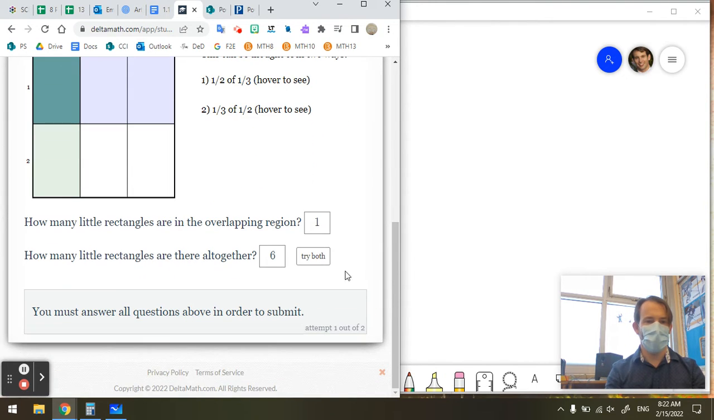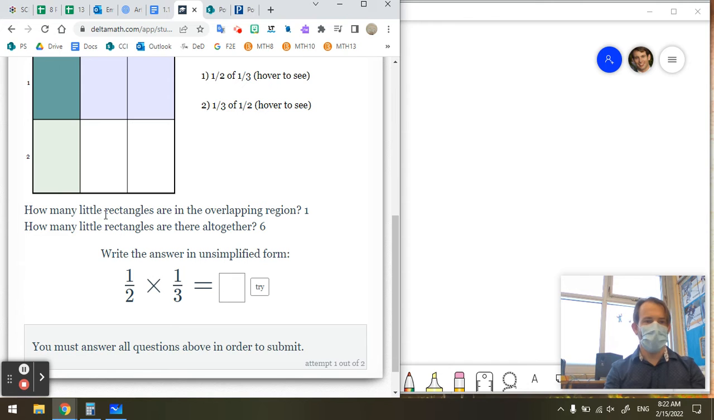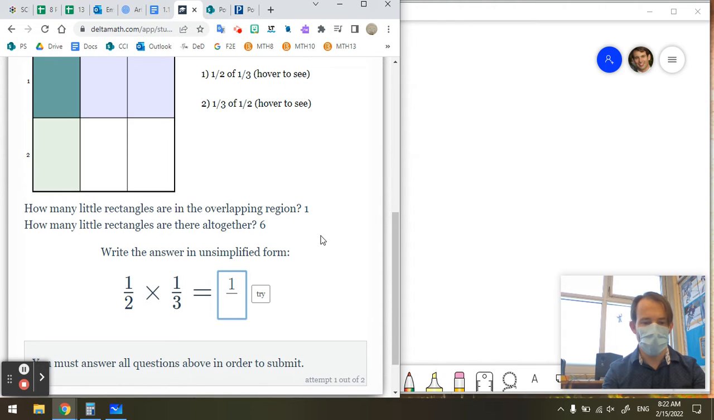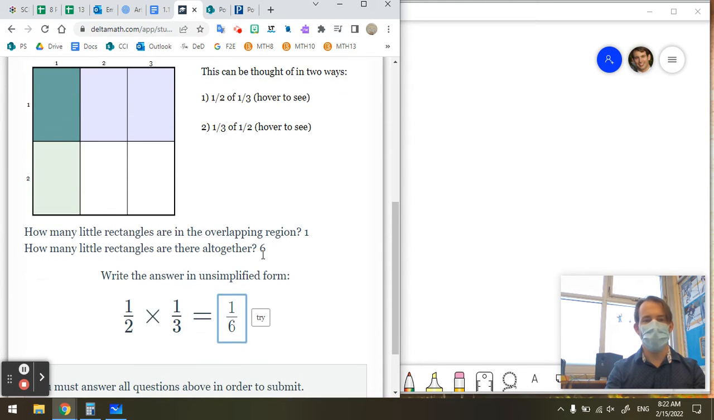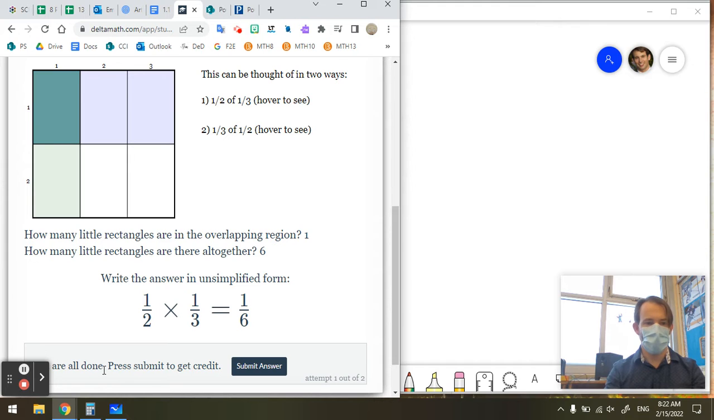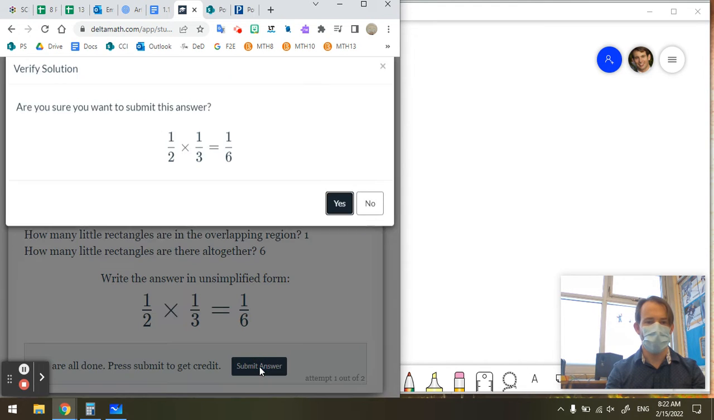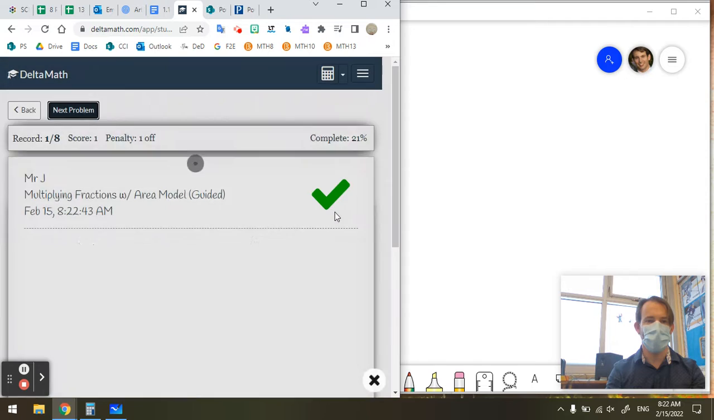Okay. And then I say try both. Good. And so now I want to write this answer in an unsimplified form. So that'll be 1/6. So what I've discovered using this graphical method is that when I multiply a half by a third, I will get a sixth. Try that out. And it says, you are all done. Press submit to get credit. Yes, submit this.